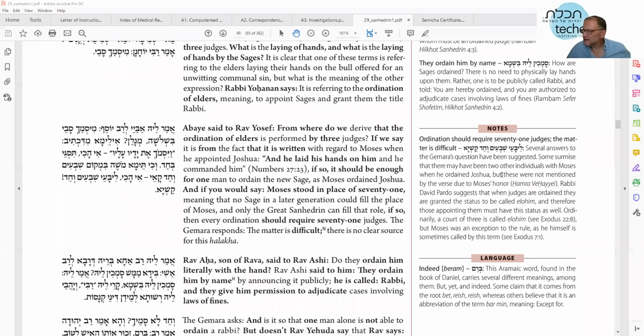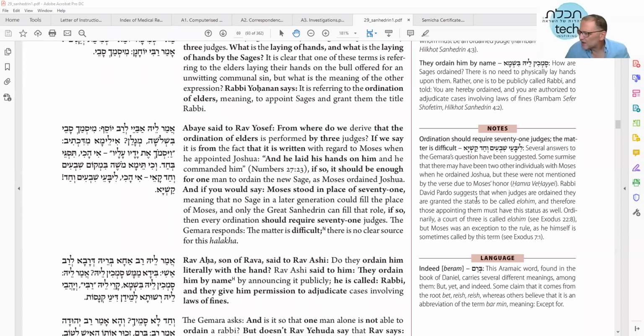Some surmise that there may have been 2 other individuals with Moses when he ordained Joshua, but these were not mentioned by the verse due to Moses's honor. Well, that's a bit of a waste of time, isn't it? Because if you've got 2 people who are just there making up the numbers, first of all, nobody's going to argue with Moshe. If Moshe says X, they're not going to say, well, actually, I think it's Y. And that's just lip service. So, personally, I'm not happy with that answer.